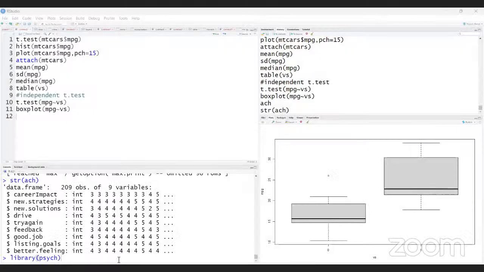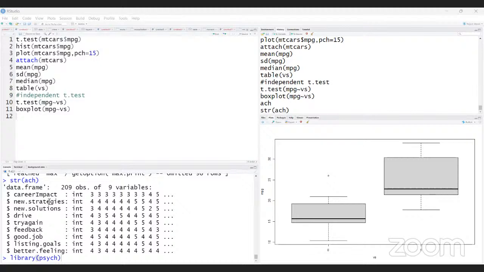Without the psych package you can do it, but I like to show you through the psych package. Sir, on the screen it is not visible. Oh, thank you for telling me. Always reminding me. Now it is visible, right? Yes, sir. So the 9 variables are there and 209 observations are there.